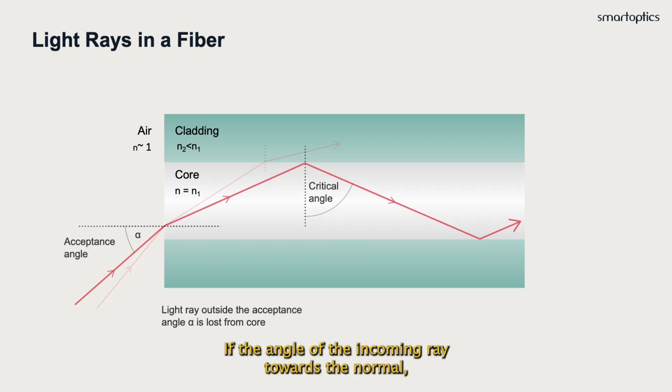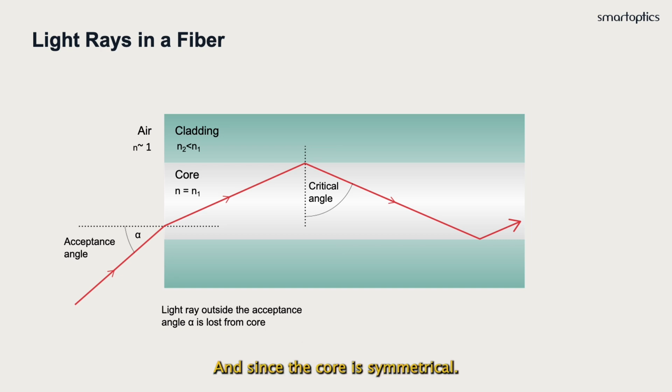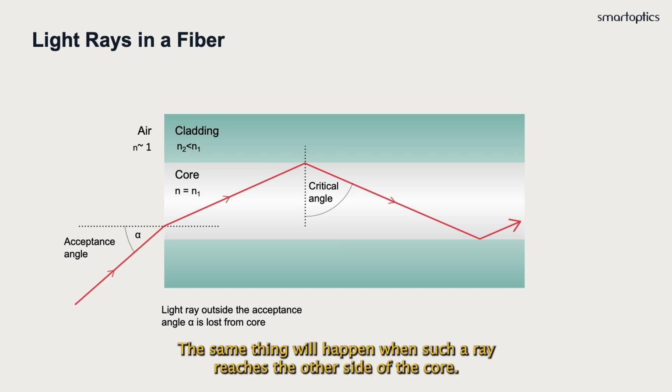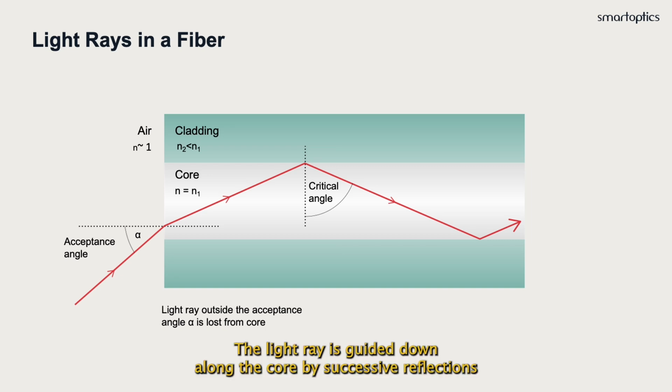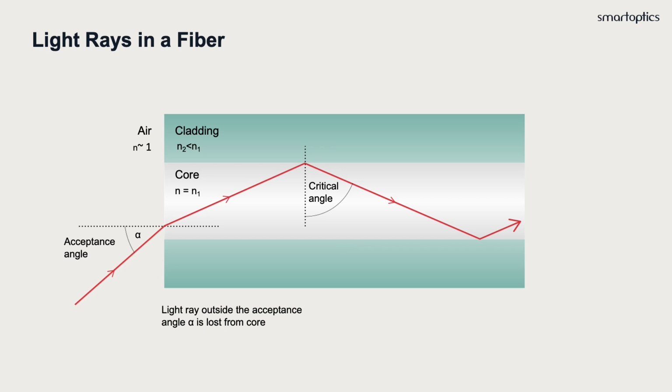If the angle of the incoming ray towards the normal, the angle alpha, is small enough, the ray will be refracted so much at the boundary to the cladding that it is reflected into the core again. And since the core is symmetrical, the same thing will happen when such a ray reaches the other side of the core. The light ray is guided down along the core by successive reflections from the cladding. This is why it is so important to align the transceiver and fiber correctly.